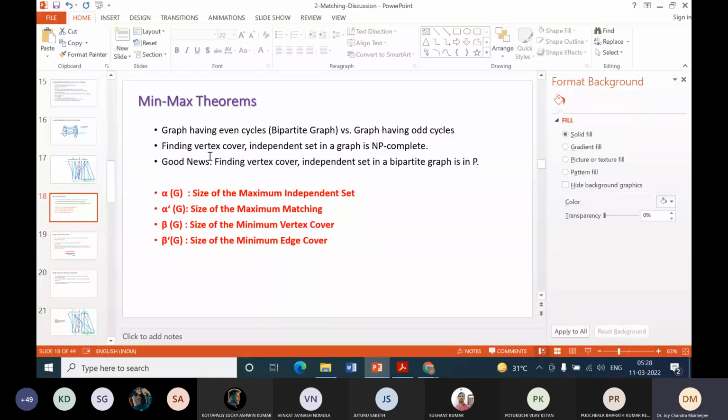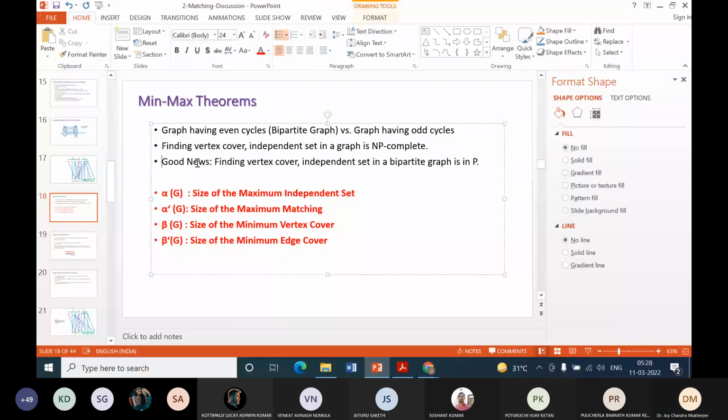So if you are given a bipartite graph and somebody asks you to find the vertex cover or an independent set, then you can do that in polynomial time. Before we go to these algorithms, how to find it and why it is in P, first we need to know a few terminologies.